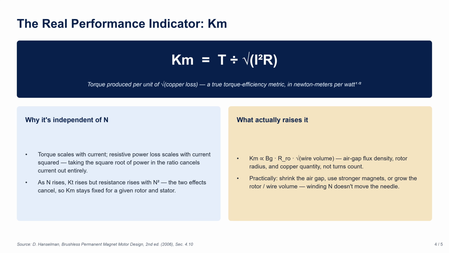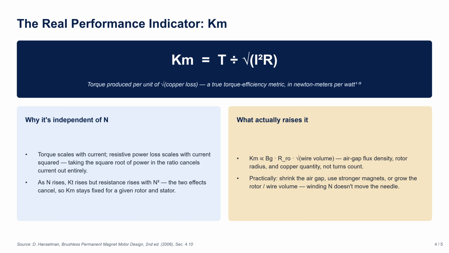If Ke and Kt aren't independent, and Kt is actively misleading, what should you actually use to judge motor performance? The answer is the motor constant, Km, defined as torque divided by the square root of I squared R, the copper loss. Here's why this ratio is so powerful. Torque scales with current, but resistive loss scales with current squared. Taking the square root of power in this ratio cancels the current term out completely.